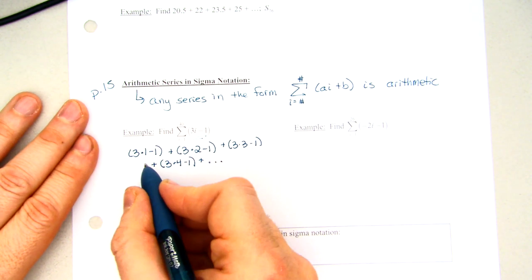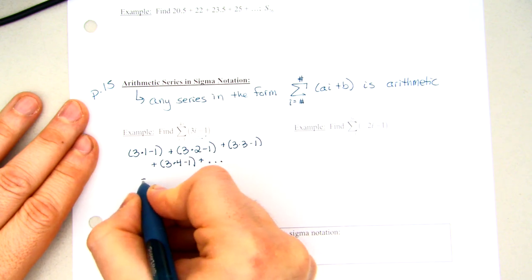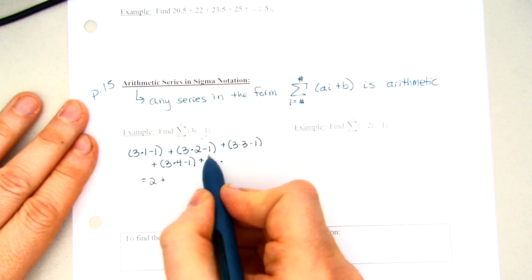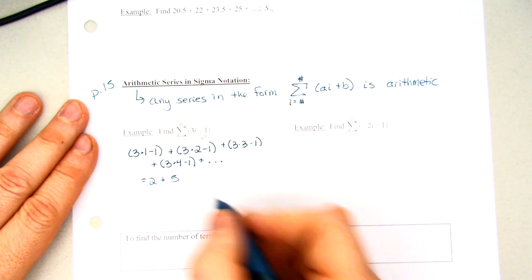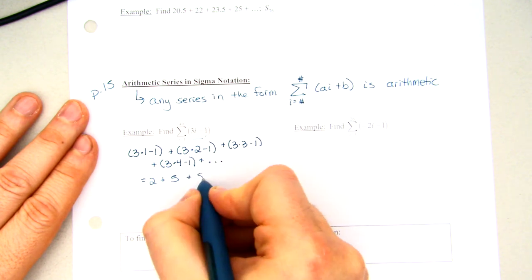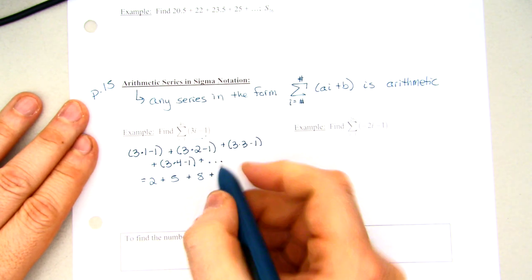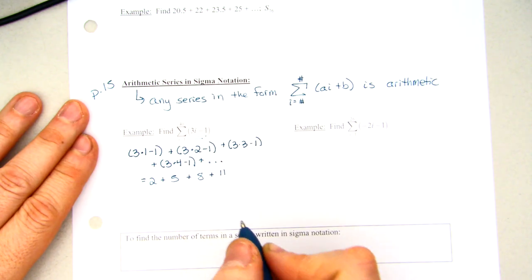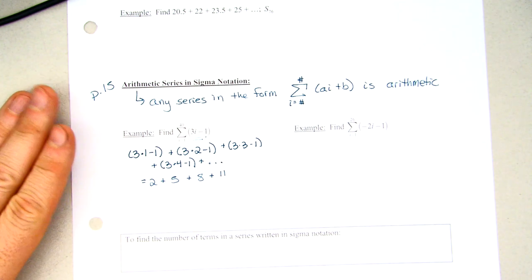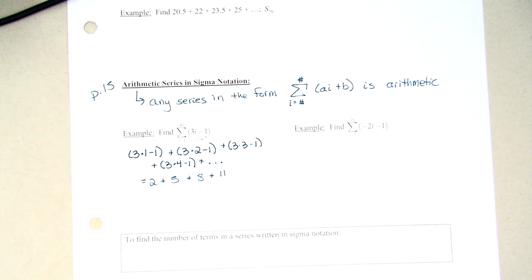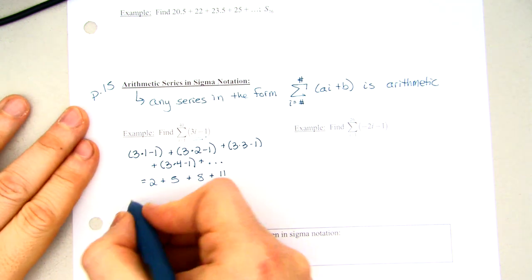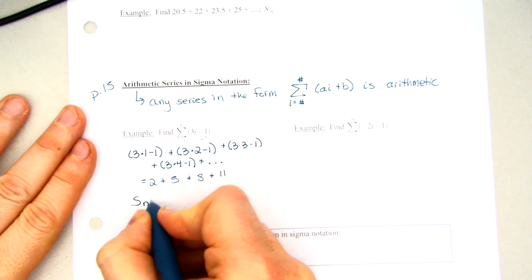3 times 1 is 3 minus 1 is 2. Next one is 6 minus 1 is 5. Next one, 9 minus 1 is 8. Then 12 minus 1 is 11, and so on. Yeah, this is definitely looking arithmetic. Because this is arithmetic, I can use my arithmetic series formula.